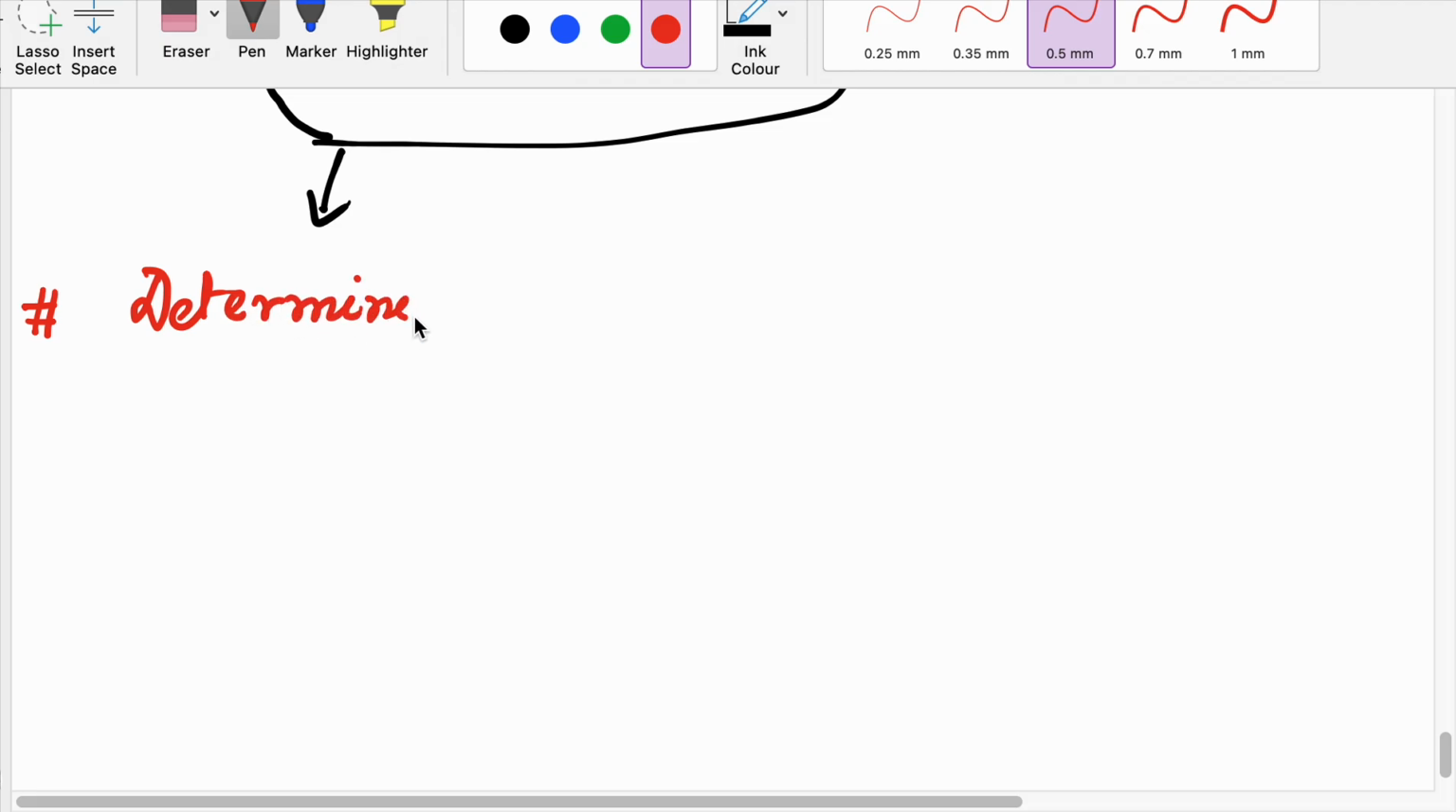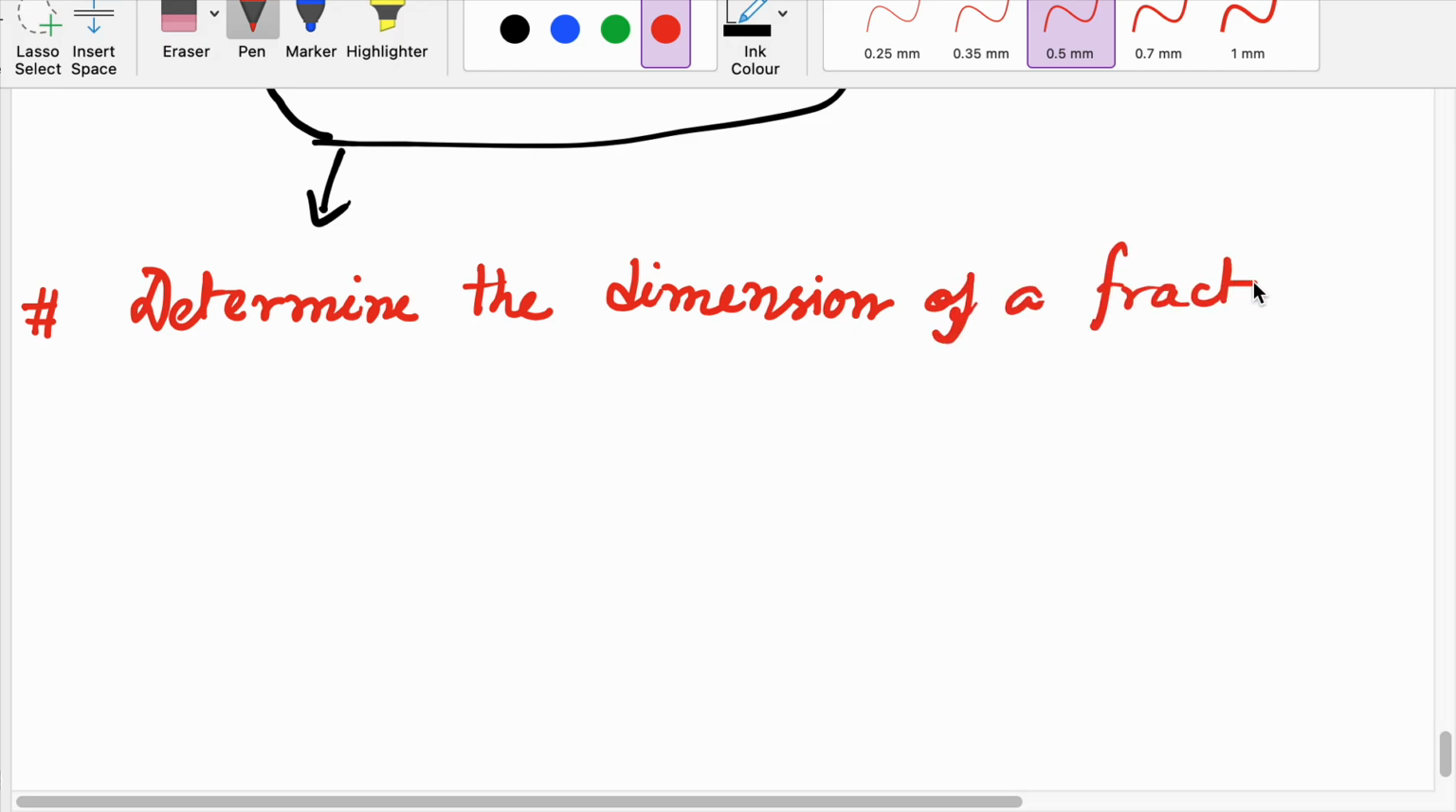determine the dimension of a fractal. We want to know the dimension of a fractal.